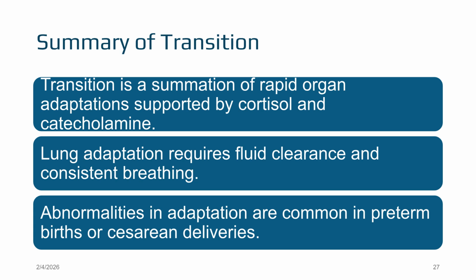In summary, transition involves rapid organ adaptations supported by cortisol and catecholamine. Lung adaptation requires fluid clearance and consistent breathing. Abnormalities in adaptation are more common in preterm births or cesarean deliveries.